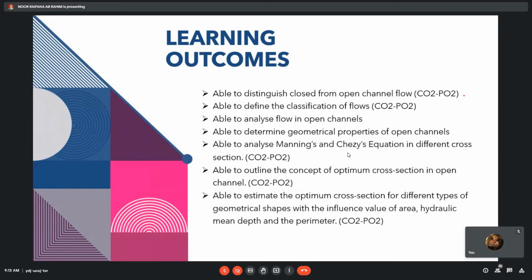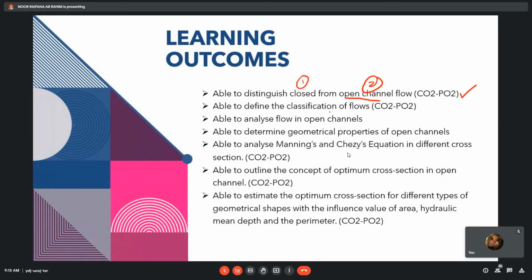So learning outcome for uniform flow, first is able to distinguish closed from open channel. So we know that we have two types of channel. First is closed channel and second is open channel. Closed channel ni kita dah belajar in chapter 1, which is pipe analysis. So for topic 2 uniform flow, kita dah start untuk open channel. So you have to know how to differentiate between closed channel and open channel. Okay, kalau faham, so dah tercapai lah learning outcome tu.